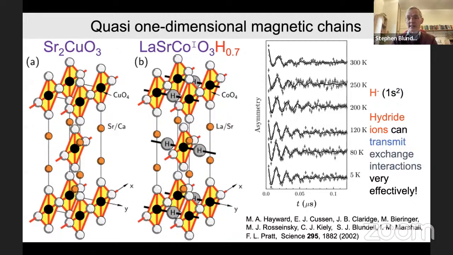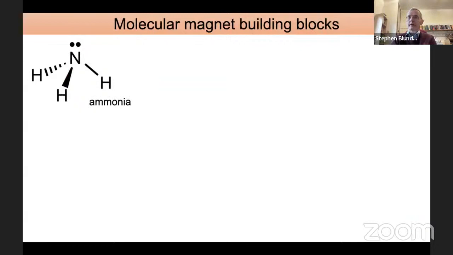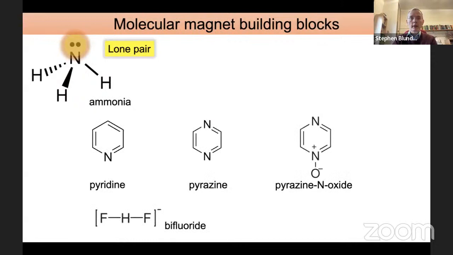Okay, keeping with the theme of molecular magnets, you can use various building blocks when you make molecular magnets. So it's well known ammonia has a lone pair on, but so do these organic molecules. So pyridine, pyrazine, they have lone pairs on. And the lone pair you can think of as a bit of glue. It will stick things together.